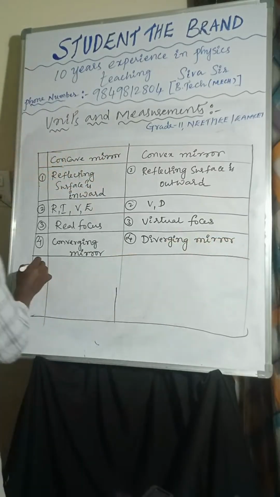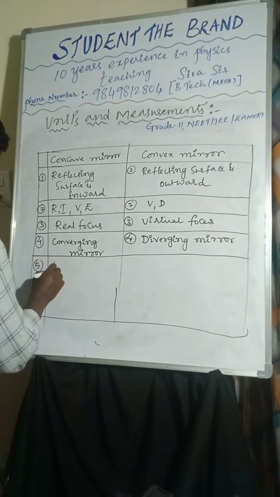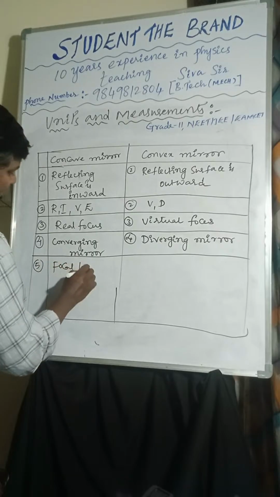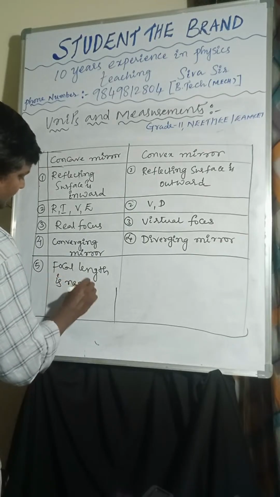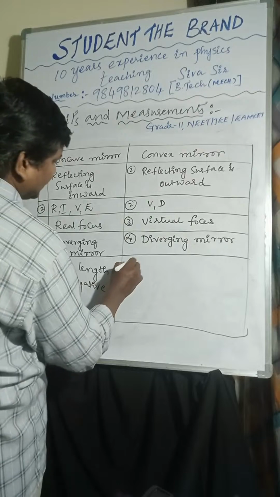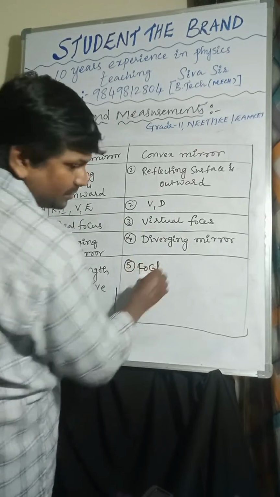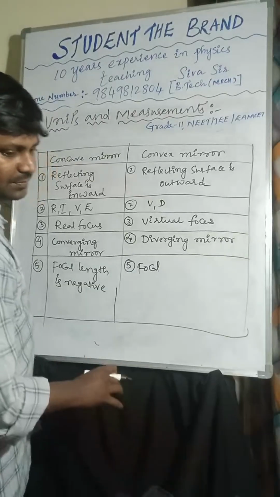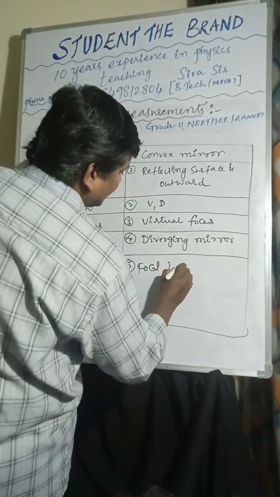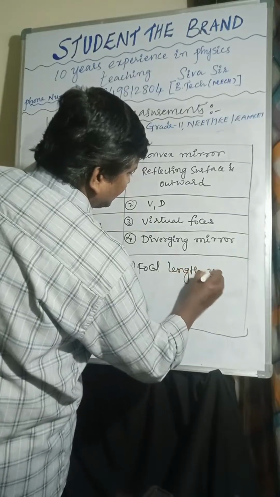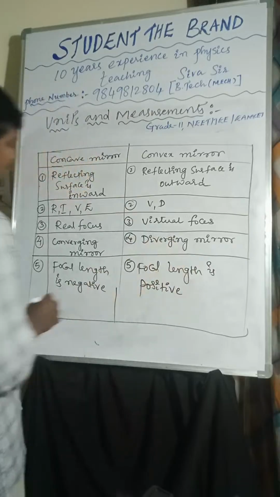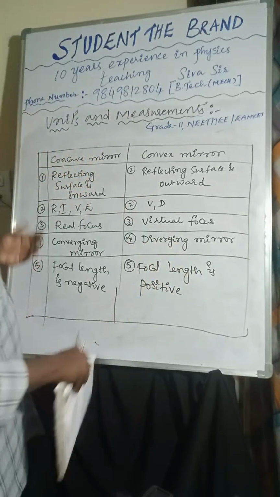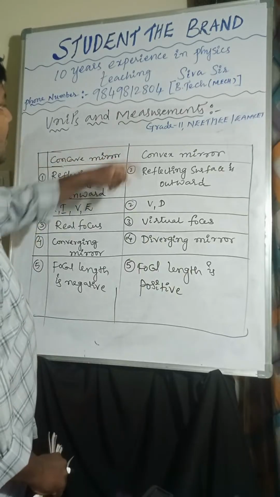Next one, the fifth one. For a concave mirror the focal length is negative. For a convex mirror the focal length is positive. These are the points you can observe here. Once again, concave mirror and convex mirror.